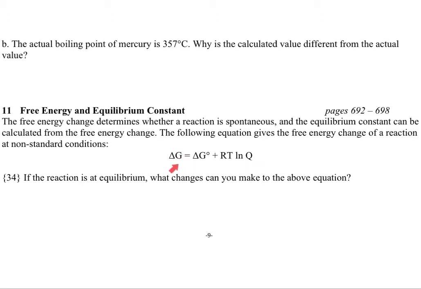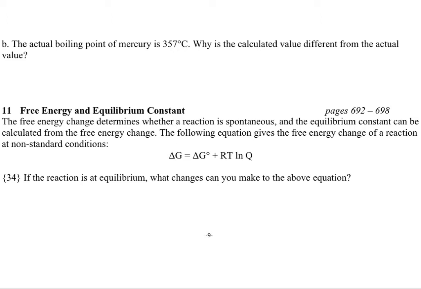So let's talk about this equation. Essentially what this equation is, and we're going to show it to you without going through much of a derivation, we're just going to start from here. In this equation, what we are showing is that the delta G without the superscript 0 is equal to the delta G with it plus RT ln Q. And so let's unpack this a little bit.